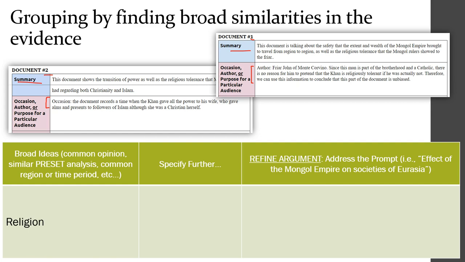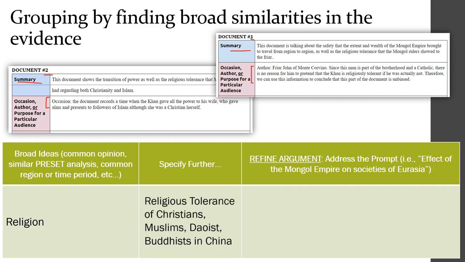But again, the specifying further part of it is for us to now enhance the argument so that it goes beyond just these simple categories. So that category might be the religious tolerance of Christians, Muslims, Taoists, and Buddhists, particularly in China. So again, we're specifying further. You don't want your thesis to sound like the Mongols had a religious and political effect on Eurasia. No, in this case, this is about religious tolerance in particular China, because again, it's different with each of the khanates as well.